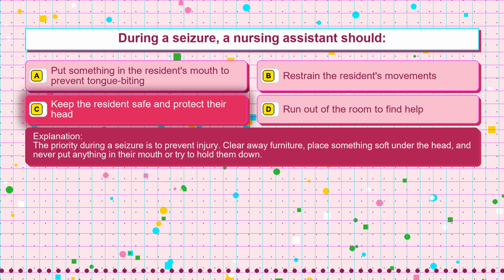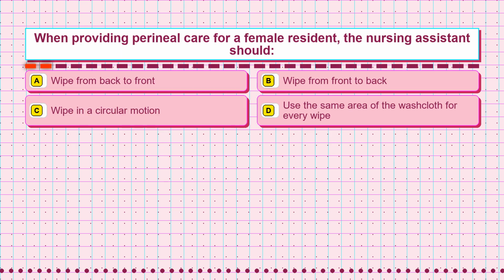Question 94. When providing perineal care for a female resident, the nursing assistant should: Option A. Wipe from back to front. Option B. Wipe from front to back. Option C. Wipe in a circular motion. Option D. Use the same area of the washcloth for every wipe.